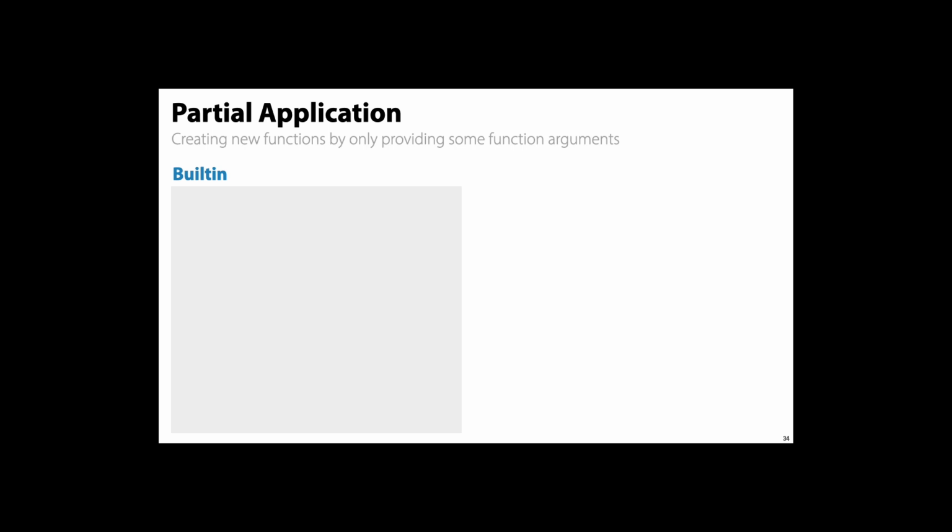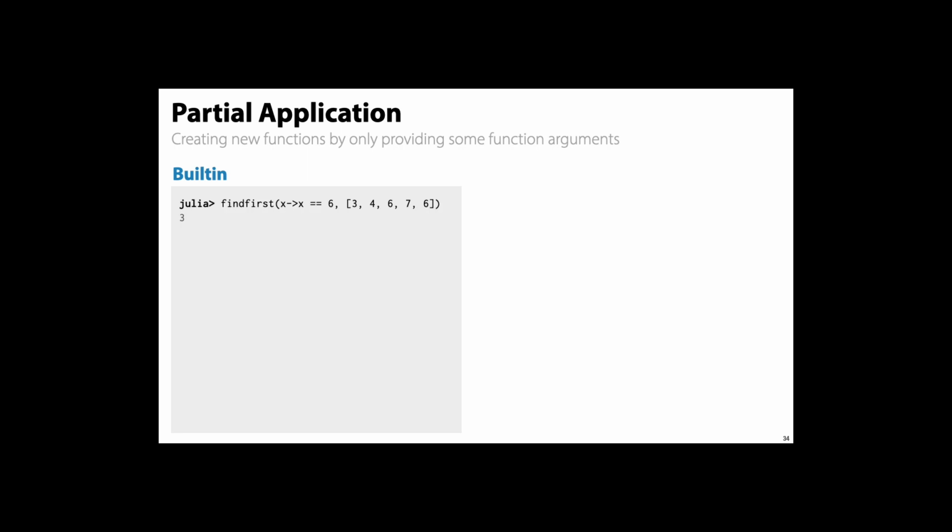This is a way that you can create new functions by only providing some function arguments. For those of you who have done some functional programming with languages like Haskell, you would be familiar with this. The Julia solution here is not quite as fancy. It's not like this just automatically works. You actually have to implement these solutions yourself, but I'm going to clarify that.